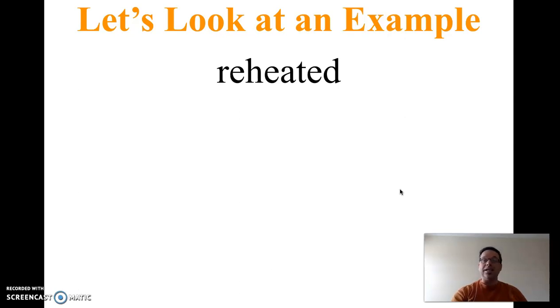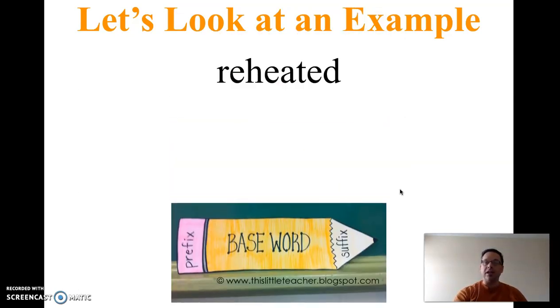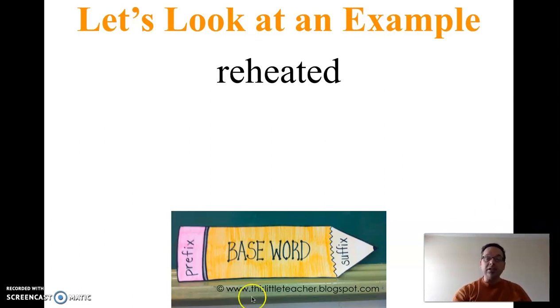We have the word reheated. Okay, let's get our pencil down here. So the base word or the root word in this word is heat. This is the word itself. I can use just that word by itself. Tomorrow I will heat some lunch up, right?